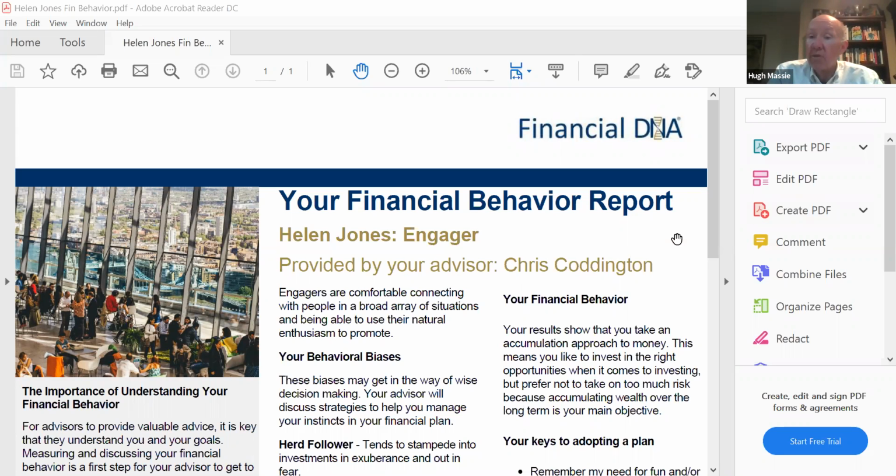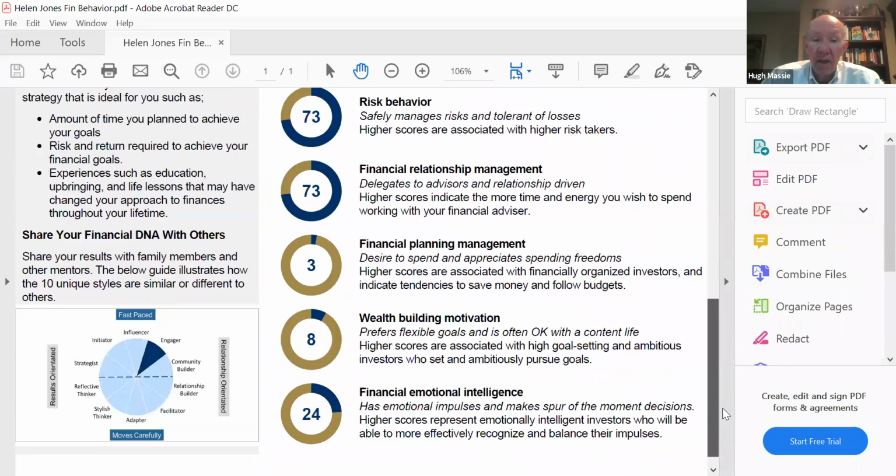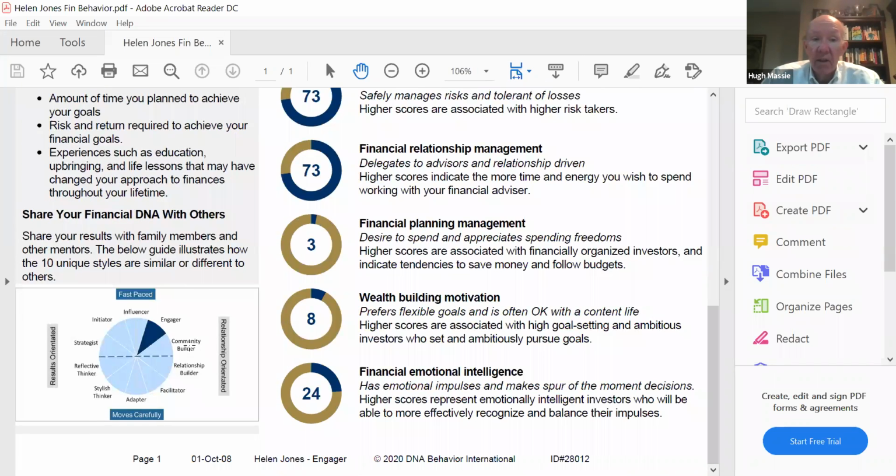In our system, we have additional reports that the client can be given, and also that the advisor can use to leverage in getting deeper insights that sit underneath this report for question asking and overall to facilitate the advisory process. So Helen has come out as an engager, and we can see what that means down here in this graphic. Here, she is one of 10 styles, so the engager is one of 10.